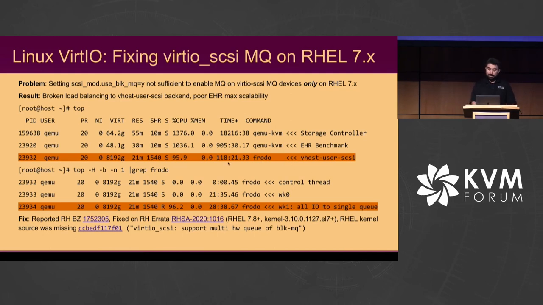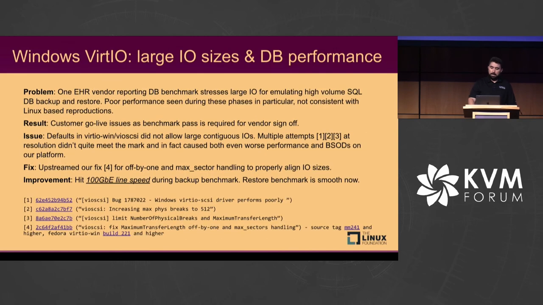And you can see here in the top trace that very simply, one thread is doing all the work. That's ridiculous. So we reported that up to Red Hat, and thankfully, it was just a simple cherry pick on their side. And so Red Hat 7.8 and above now works much better, which is great.